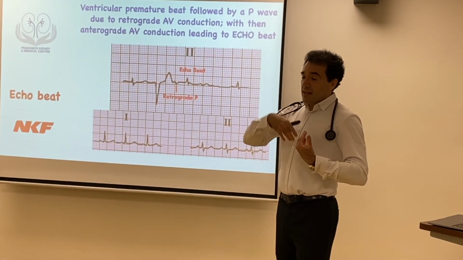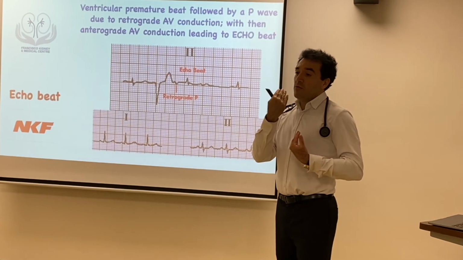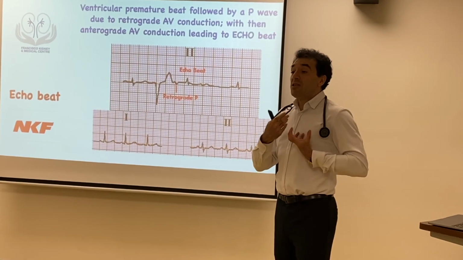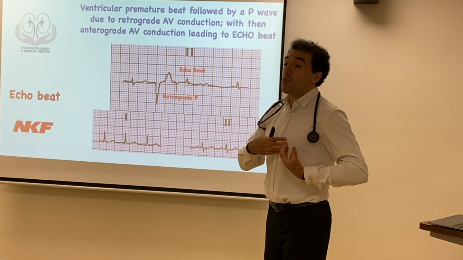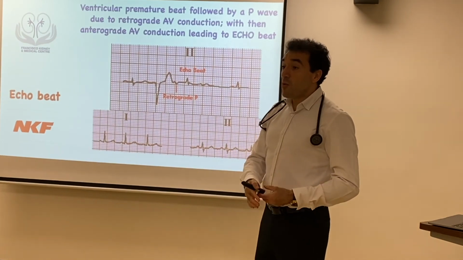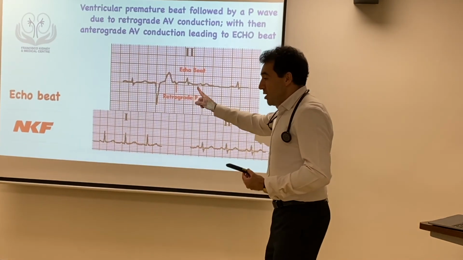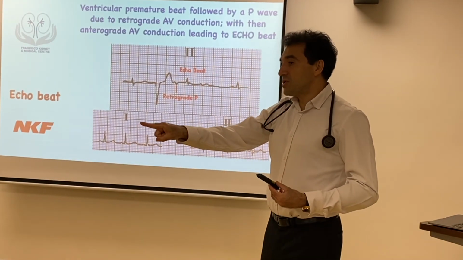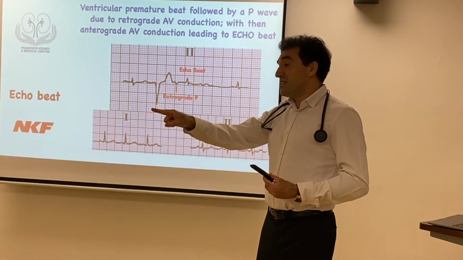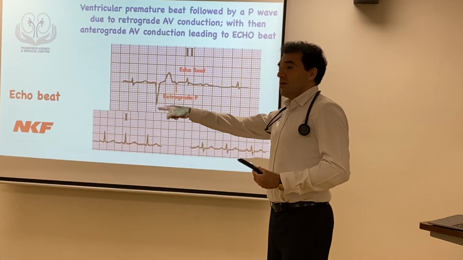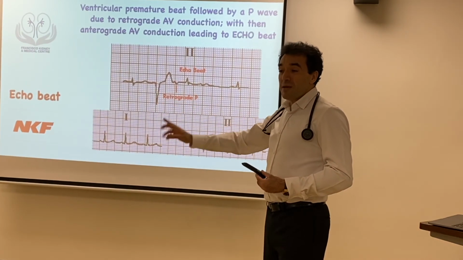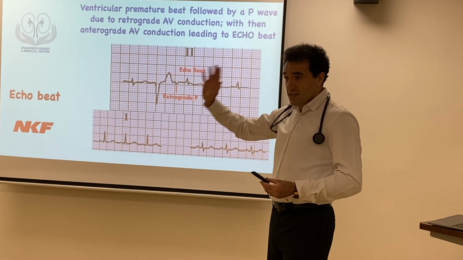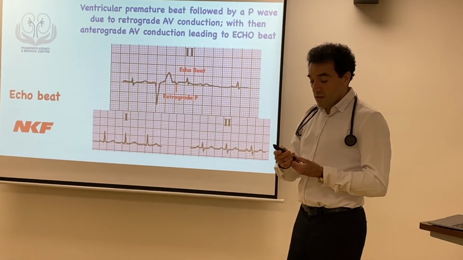So that happens: it activates the atrium backwards, the atrium contracts, and the atrium now produces a new beat. That's why it's an echo beat. The same stimulus goes here and suddenly goes backwards, and the same stimulus causes contraction and causes a new beat. So that was an echo beat. It's not a second stimulus, it's the same one. That's why it's called an echo beat.